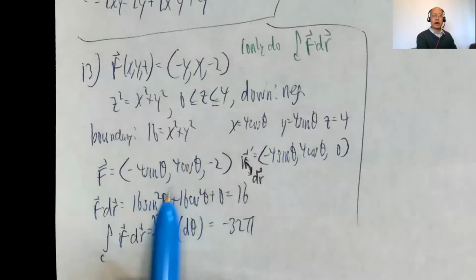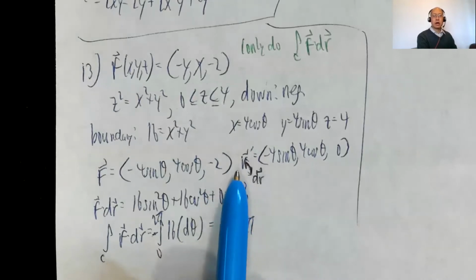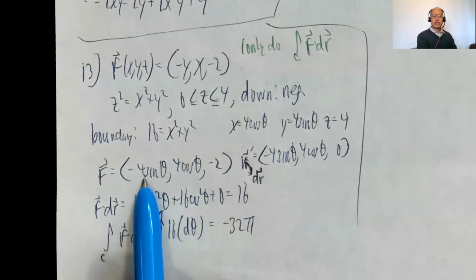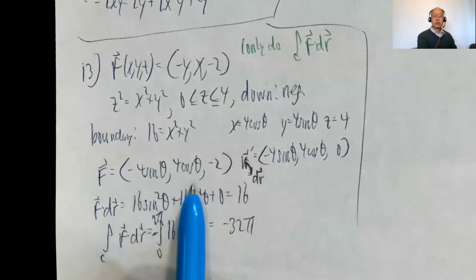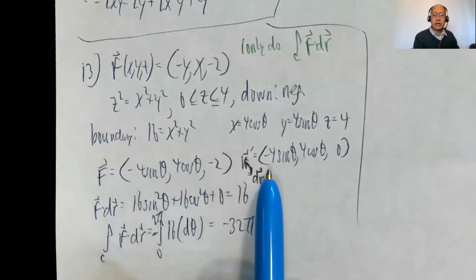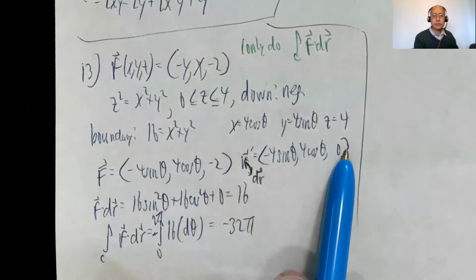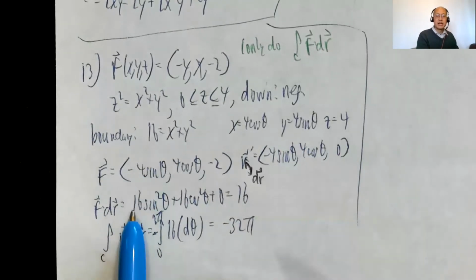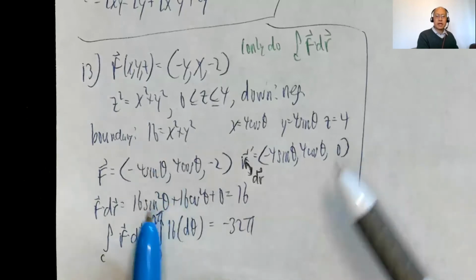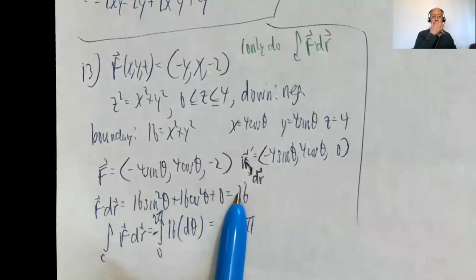So F is negative y, negative 4 sine theta, x for cosine theta, negative 2. So dr is the derivative of this: negative 4 sine theta, derivative of that is 4 cosine theta, derivative of that is 0. And then F dot dr, right? So that times that, 16 sine squared, plus that times that, 16 cosine squared. That times that is nothing, so that comes out to be 16.